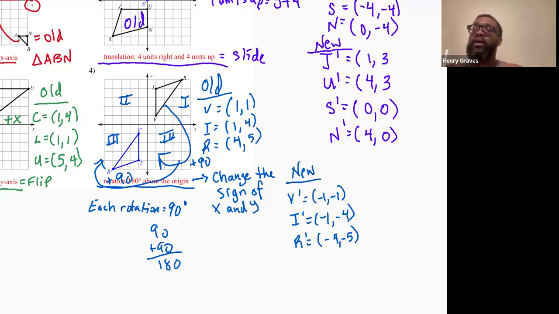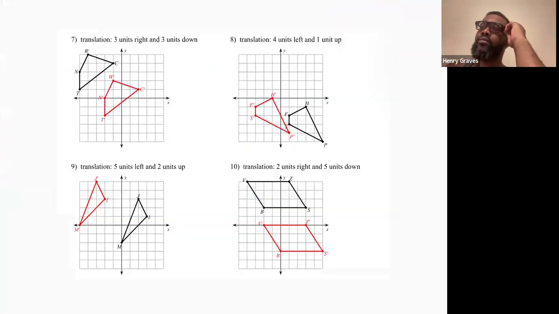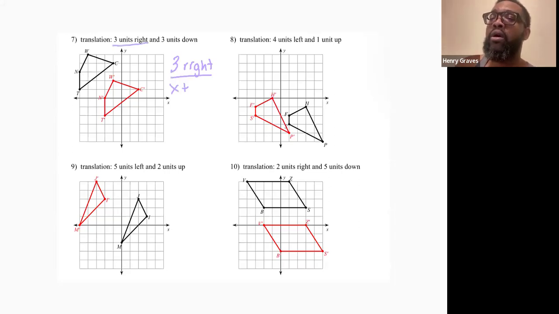Now to go to a different assignment here. I'm just going to do these because it's pretty self-explanatory. See, translate 3 units to the right. So 3 right means I add 3 to the x numbers. I'm going to go 3 down. That means I have to subtract 3 from every y number, correct?